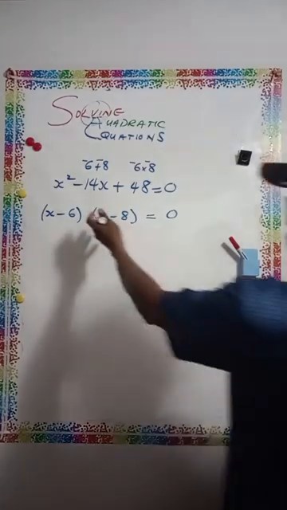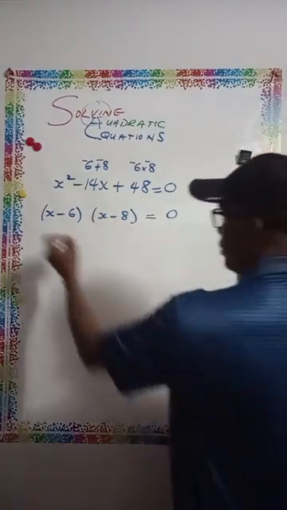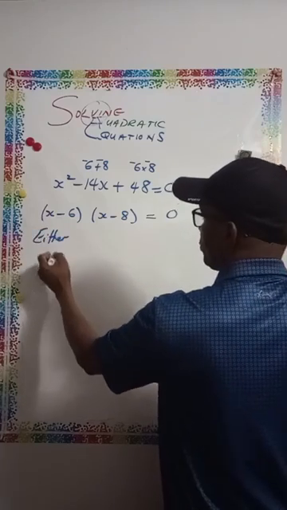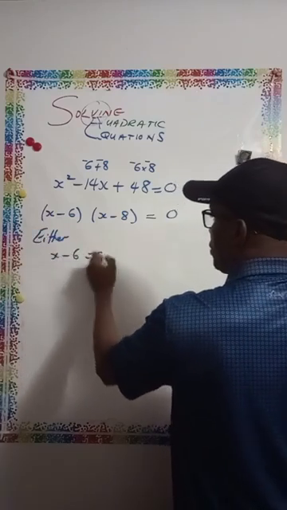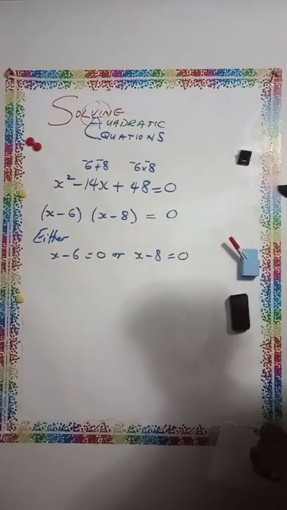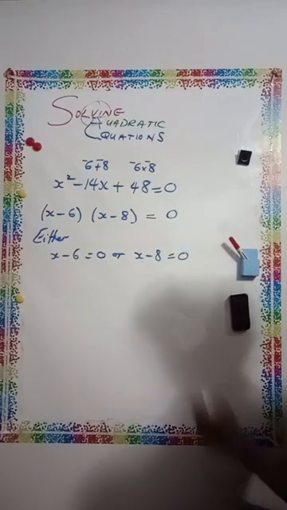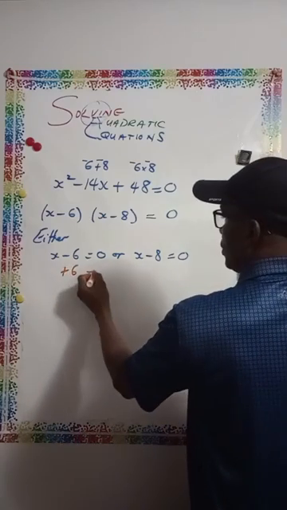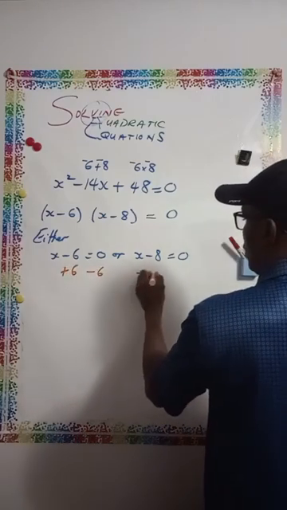And this looks familiar again. We're going to use our magic word either. So x minus 6 equals 0 or x minus 8 equals 0. Please note what's going on there. And from there, we're going to go and undo.